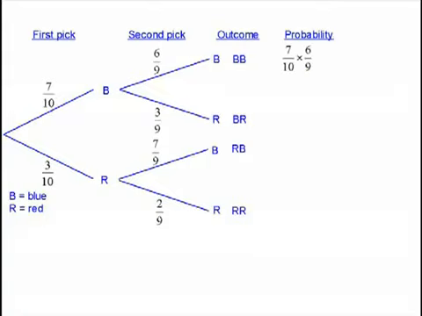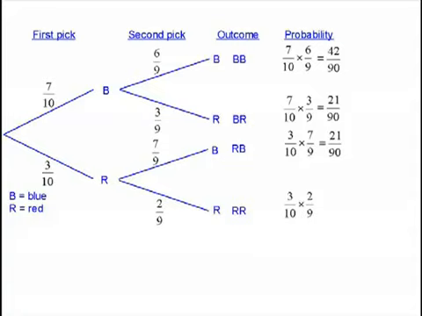Right, let's do the calculations along the branches. If you remember, we multiply along the branches. So the probability of getting blue-blue is 7/10 times 6/9, 42/90. Probability of getting blue-red is that one, 21/90. Probability of red-blue, once again 21/90. The probability of getting 2 reds, 6/90. Do you remember? We do a quick check to see that that adds up to 1. It does. It adds up to 90/90, which is 1.